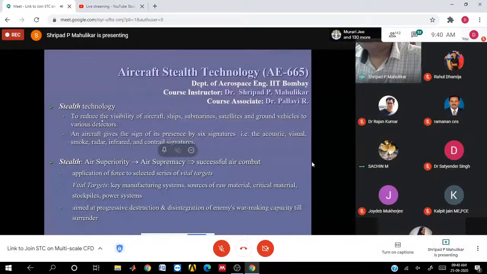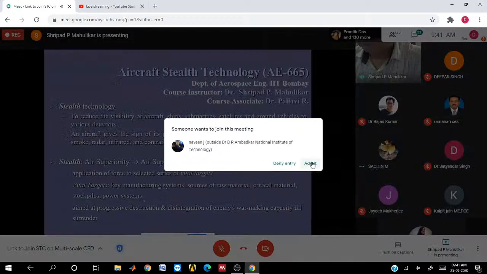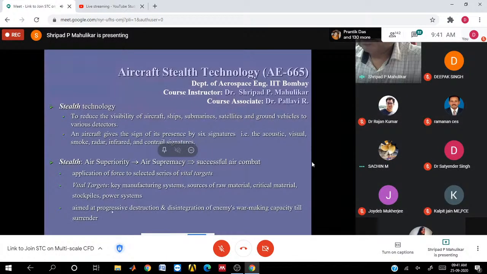And the aim of aircraft stealth technology is to achieve air superiority and to convert air superiority into air supremacy, which leads to successful air combat in tactical missions in which there is a one-to-one combat, and also in strategic missions, including, for example, to destroy some vital enemy targets. The air superiority is the application of force to a selected series of vital targets, which also includes key manufacturing systems, sources of raw material, critical material stockpiles, electrical power systems, and it is aimed at progressive destruction and disintegration of the opposite side's war-making capability until surrender.